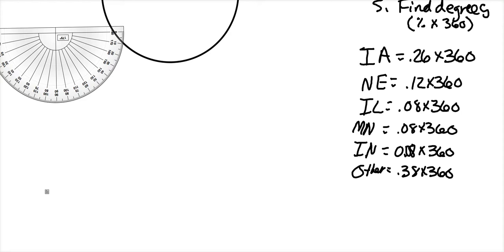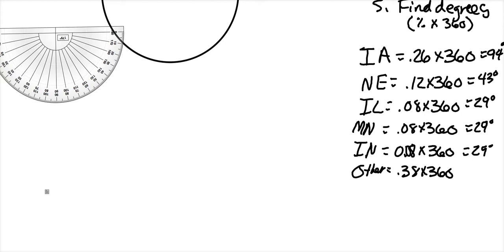So we're going to do 0.26 times 360, and it came out to 93.6. So we'll round that up to 94 degrees. Then we're going to do 0.12 times 360. That's 43.2, and that's great because we rounded up on the last one, so this one will be okay. So 43 degrees. Then Illinois was 8%, so 0.08 times 360. These are all going to be 29 apiece.